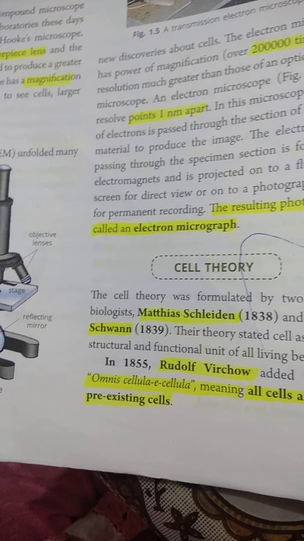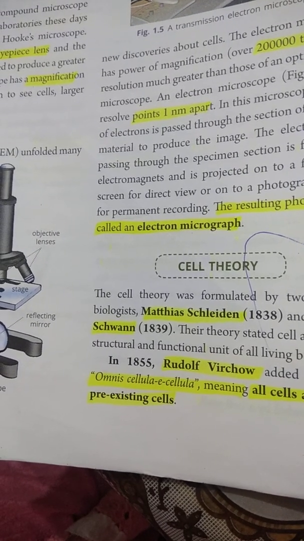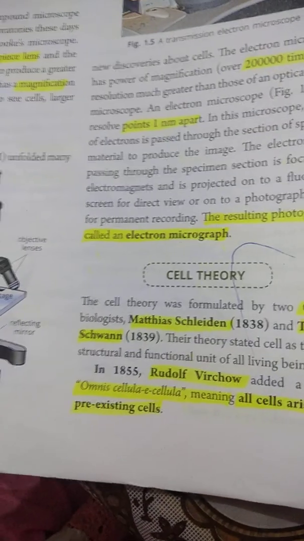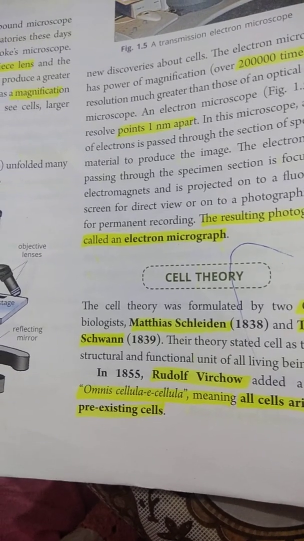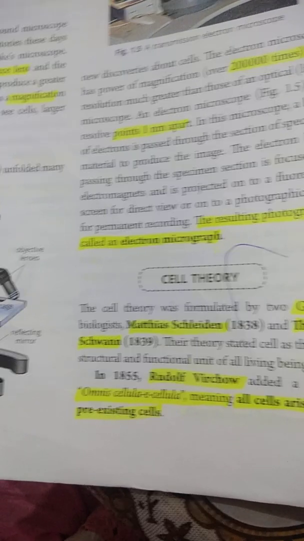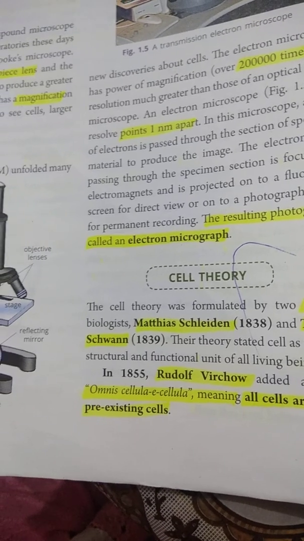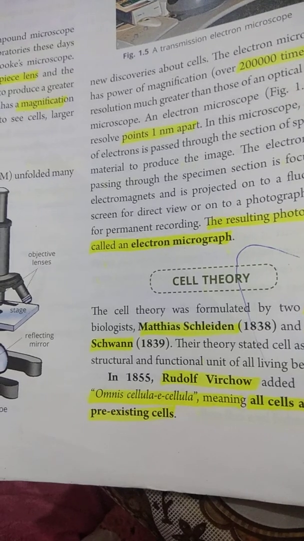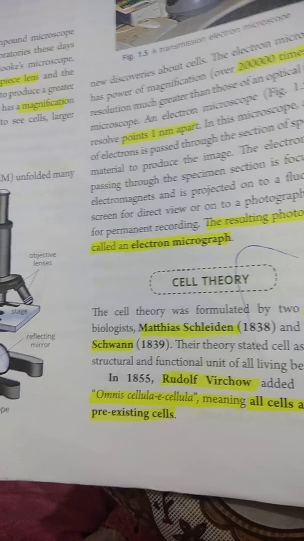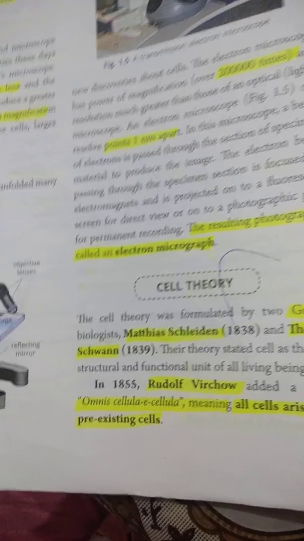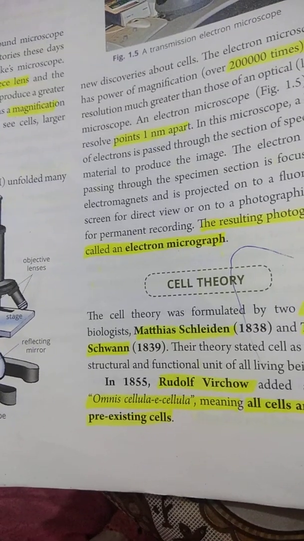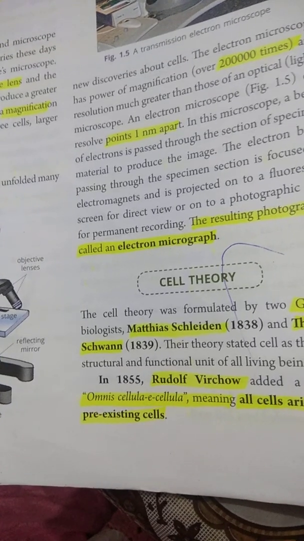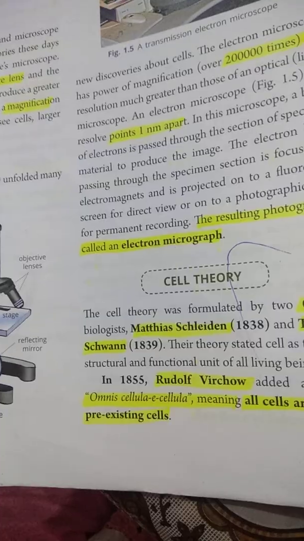Then in 1855, the theory was revived again by another scientist, Rudolf Virchow. Rudolf Virchow added a phrase, omnis cellula e cellula. The meaning of omnis cellula e cellula is that all cells arise from pre-existing cells, meaning new cells arise from a cell which is already present.